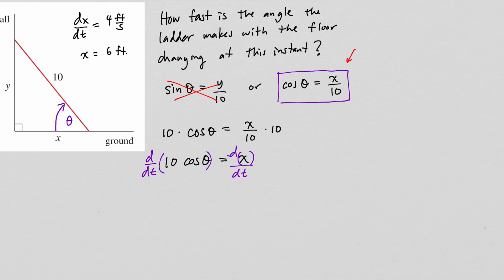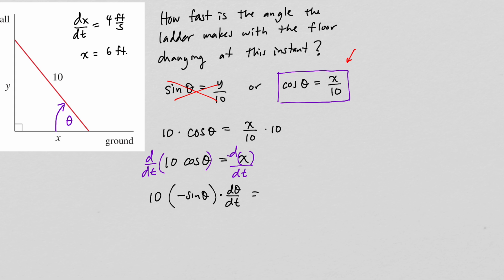So let's remember our trigonometric derivatives. Here we have the derivative of a constant times cosine. So the constant 10 will come down, and the derivative of cosine of theta is negative sine of theta. And then we have to multiply by d theta dt. This is the chain rule.